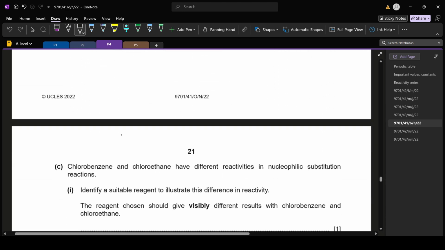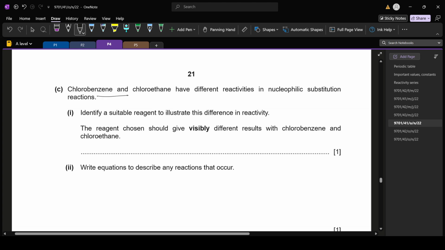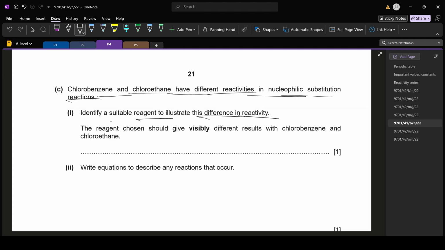Part C: chlorobenzene and chloroethane have different reactivities in nucleophilic substitution reactions. Identify a suitable reagent to illustrate the difference in reactivity. The reagent chosen should give visibly different results with chlorobenzene and chloroethane.